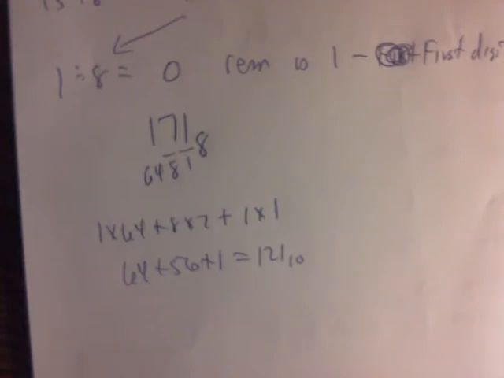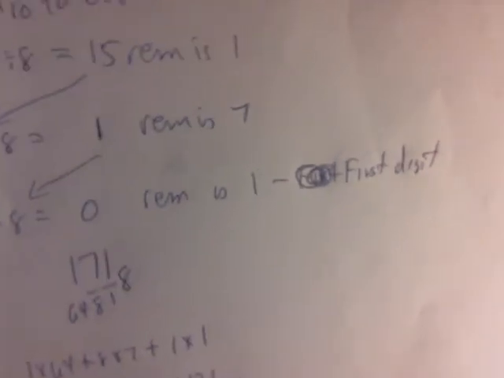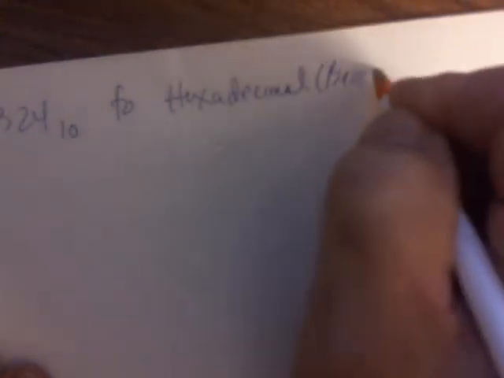All right, so let's look at now the hexadecimal conversion. Lots of paper today. These do take a while, okay? But once you get the process down, I think you're going to be okay. All right, so let's go with 1324 base 10 to hexadecimal, which is base 16, okay?